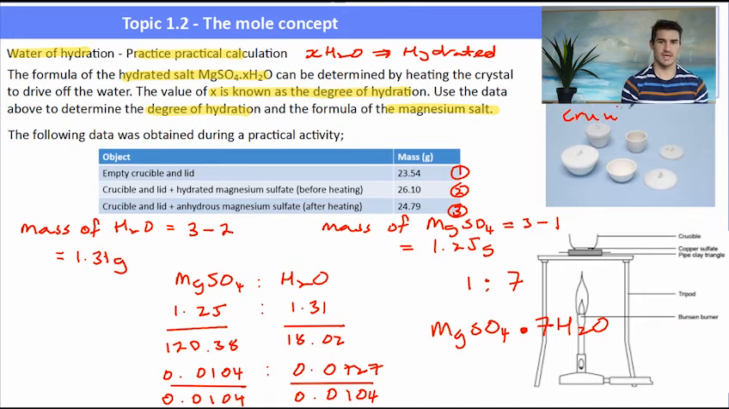sample, and then to work out the degree of hydration. We use a little device called a crucible to help drive off the water, and we use a Bunsen burner on the blue flame to drive that water off as steam.